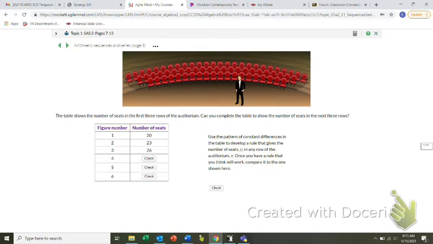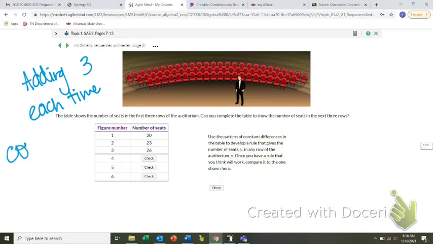All right, so on your screen it says use the pattern of constant differences in the table to develop a rule that gives you the number of seats. All right, so on your chart, I want you to jot down that we are adding 3 each time. So that makes our common difference equal 3. All right, so I want you to take just a second and fill in your chart.